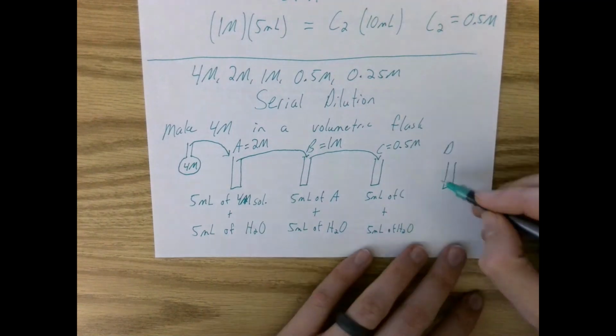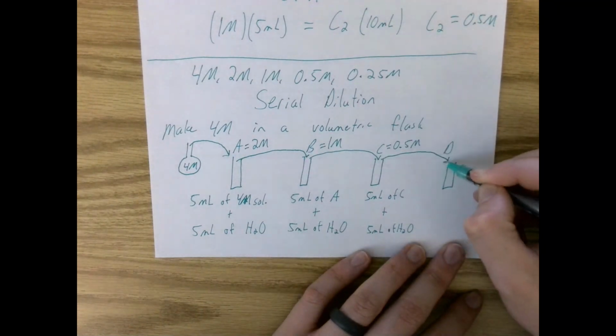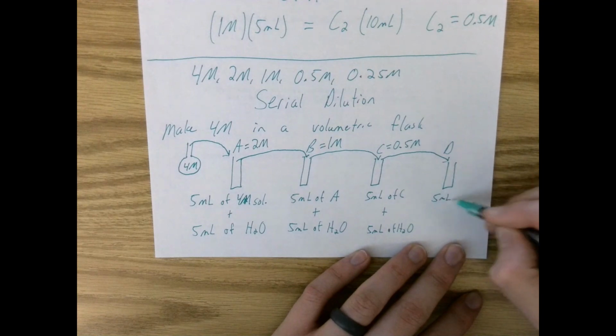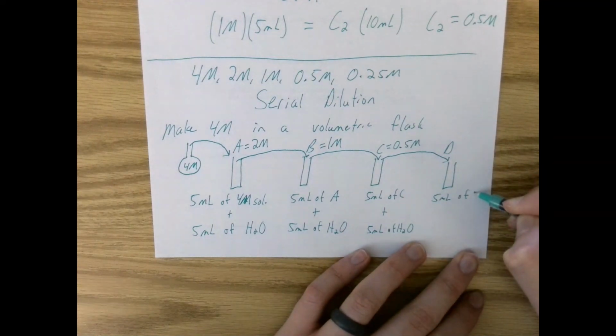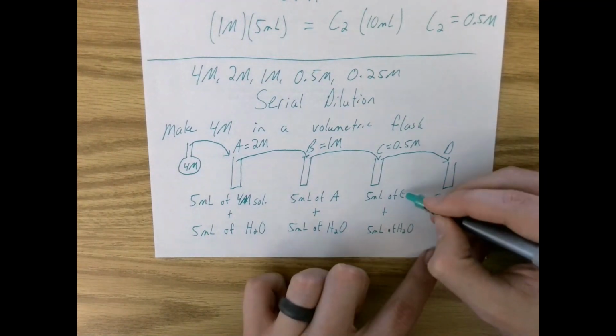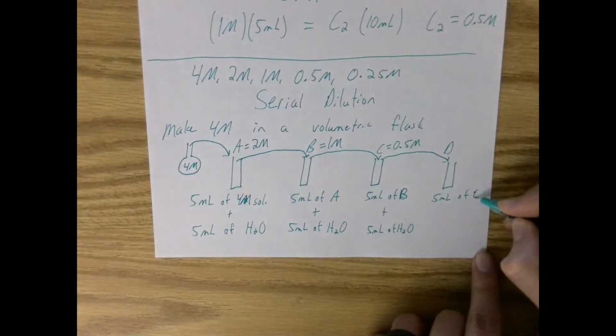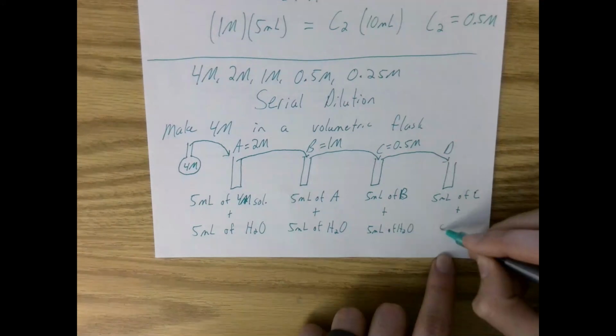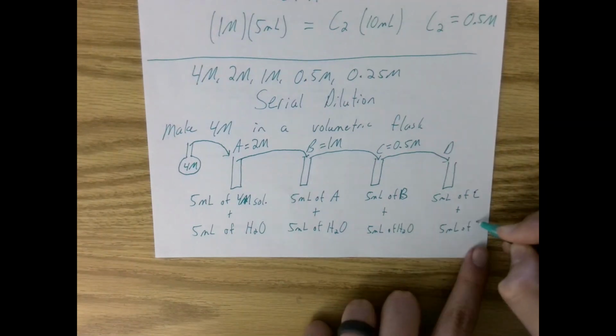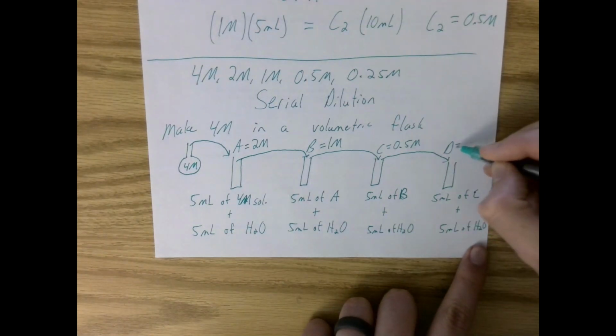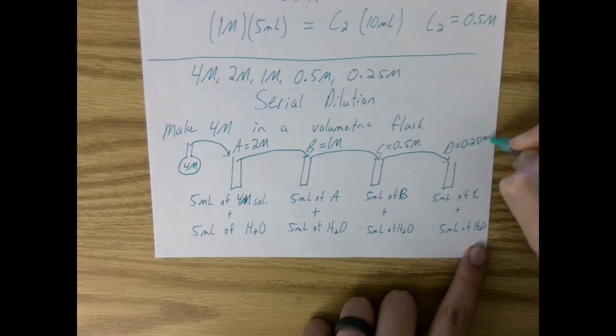The same thing for D. We'll take 5 milliliters of, sorry, that should be 5 milliliters of C plus 5 milliliters of water. Then I have 0.25 molar.